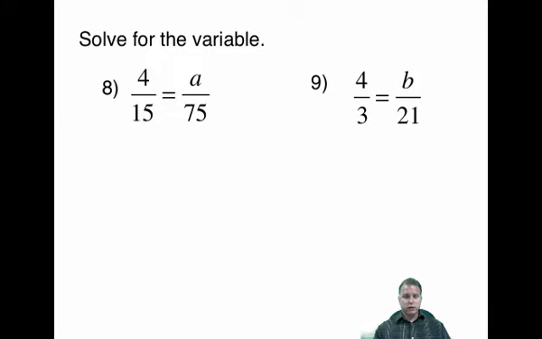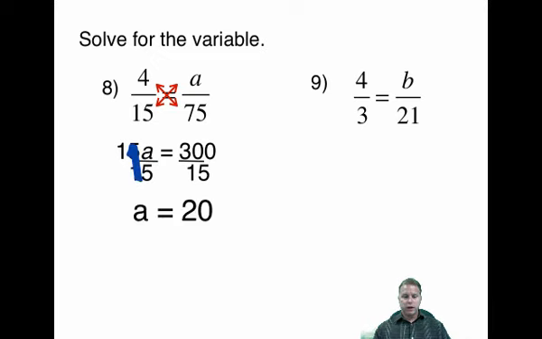Last two that we're going to do today. So would you please pause the video, try these two. Remember, cross multiply, then divide. Alright, so if we cross multiply, we'll get 15a and 300. Divide both of those by the number next to the variable, which is 15. So anything over itself is a big fat 1. And we get a is equal to 20.